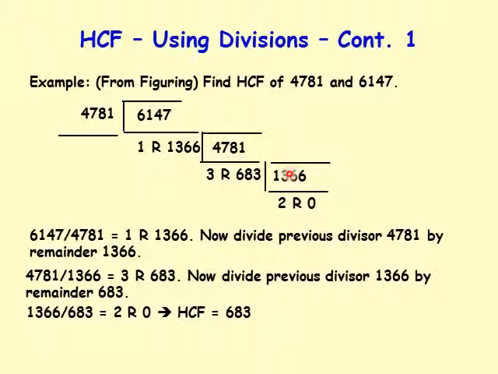If I divide 1366 by 683, I get 2, remainder 0. So the remainder is 0, which means the last divisor is my HCF. HCF is 683. Let us continue. I got 2, remainder 0, and the last divisor is the HCF, which is 683.